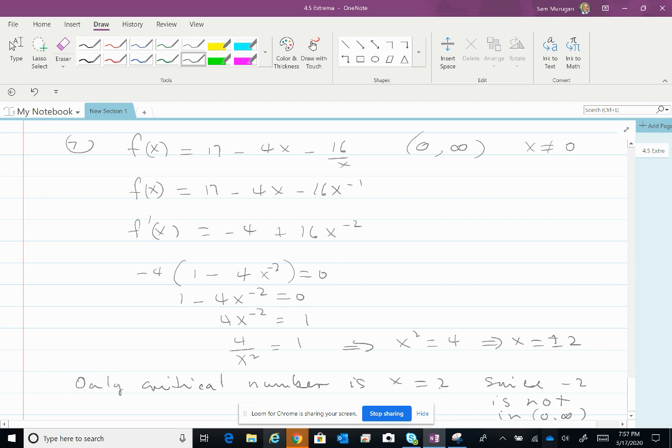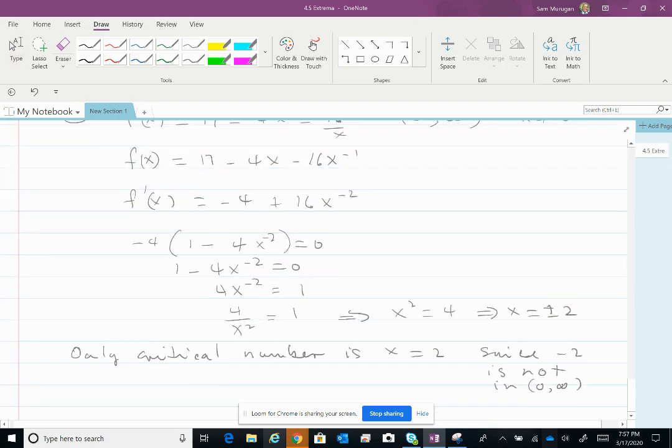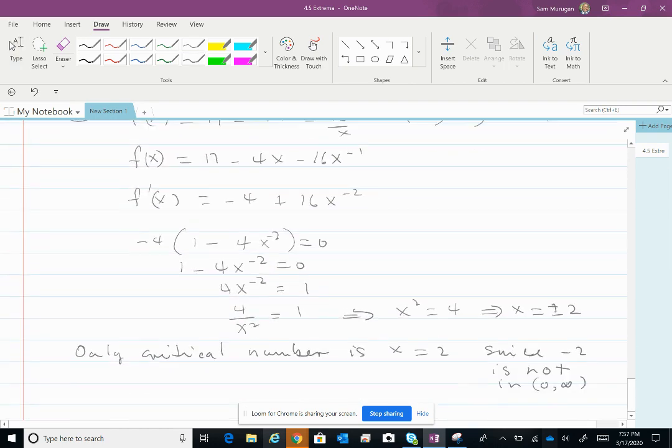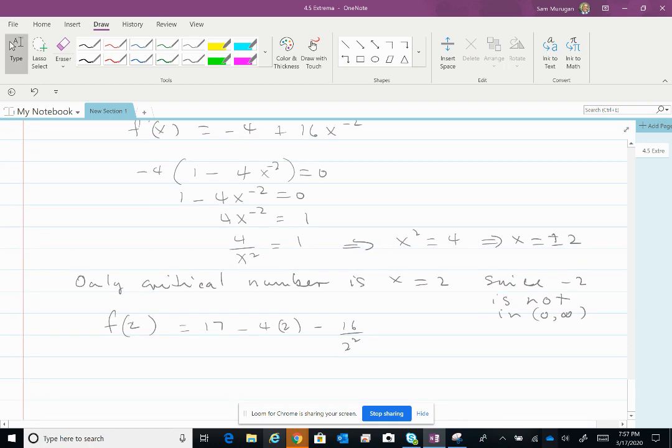So we're going to be testing 2 to see where the absolute min or max is. Remember, x cannot equal 0 either because 0 is not included. So the only thing we'll be testing here is f of 2. So substituting 2 here, I have 17 minus 4 times 2 minus 16 over 2, which is 17 minus 8 minus 8, which is positive 1.